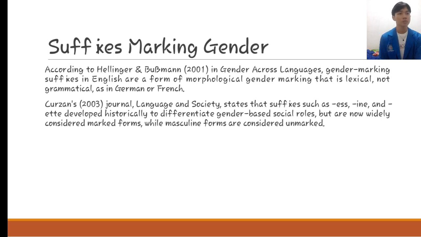We will move to suffixes marking gender. According to Hellinger and Buckman 2001, in Gender Across Languages, gender marking suffixes in English are a form of morphological gender marking that is lexical, not grammatical as in German or French. Gerson's 2003 journal, Language and Society, states the suffixes such as ess, ina, and ette developed historically to differentiate gender-based social role, but are now widely considered marked forms, while masculine forms are considered unmarked.